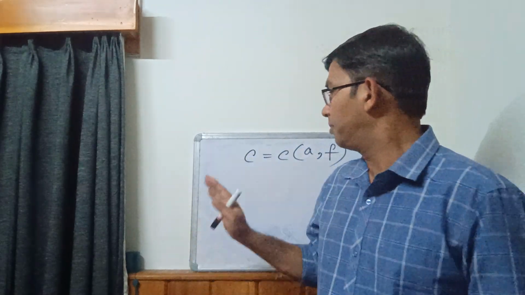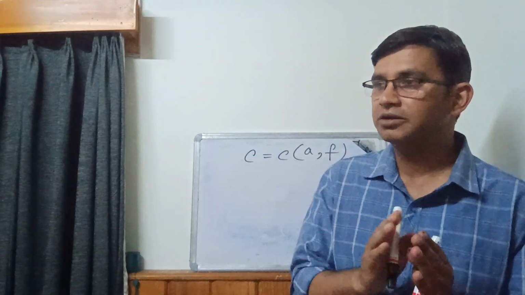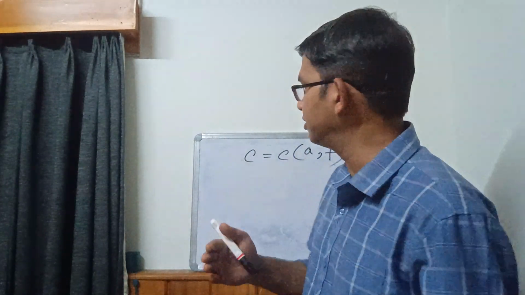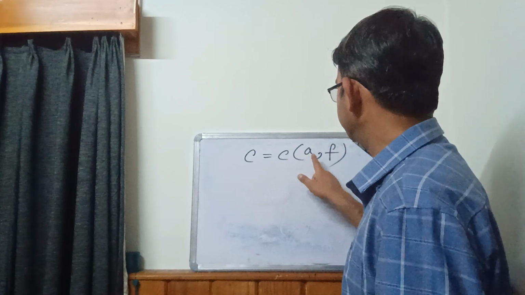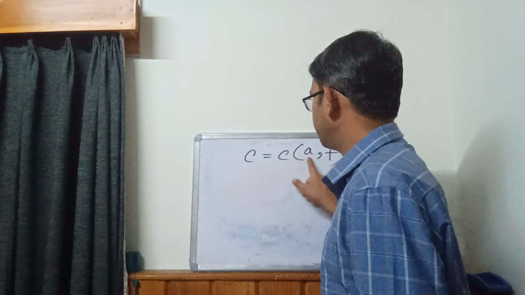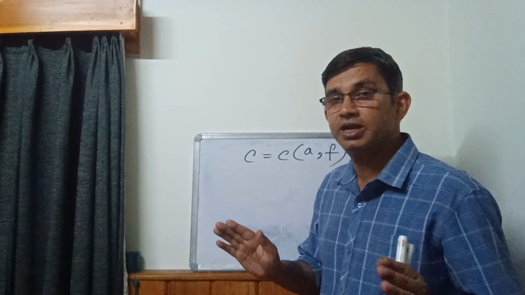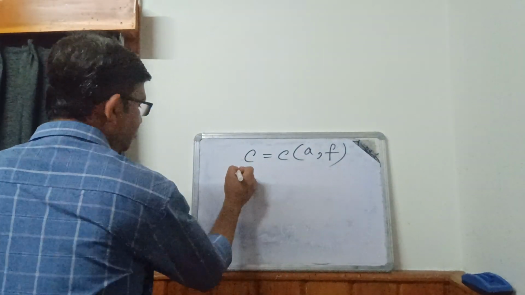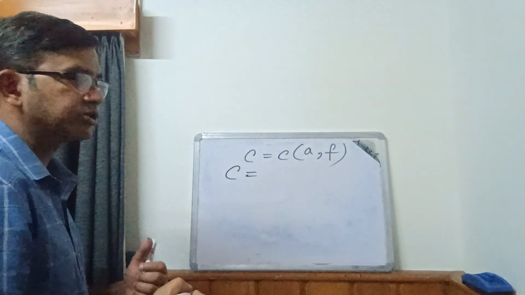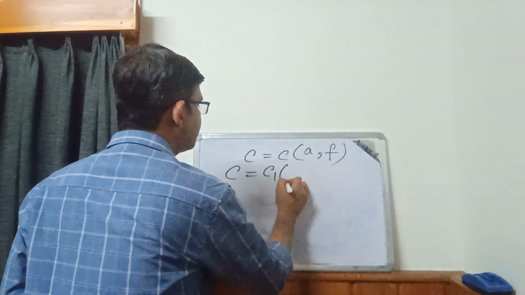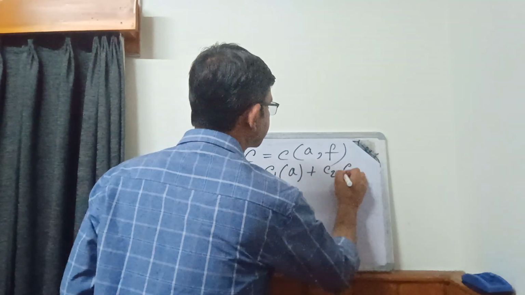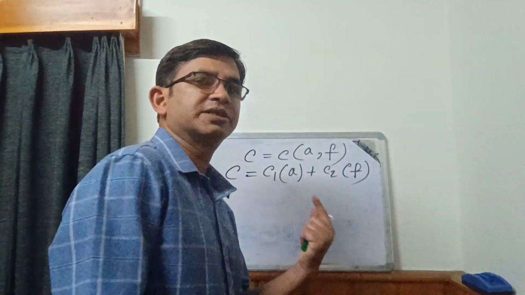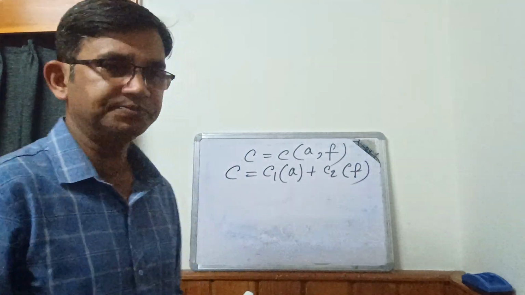This is fine. But here, for the sake of simplicity, we consider a cost function in which A is independent of F and F is independent of A. So A and F are independent of each other. This is a very crucial point here. So we can write the entire pollution control cost as C1 function of A plus C2 function of F. So we place the total cost in an additive form.